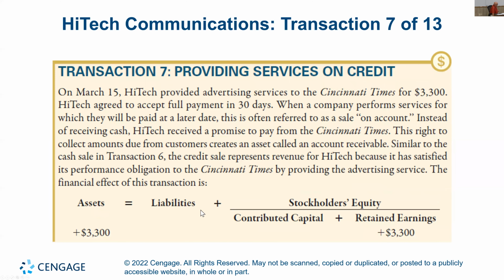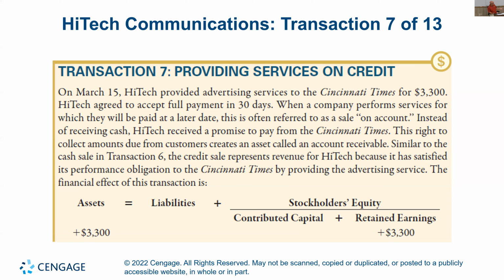The trick is transaction 7, we provided services on credit. Okay. So here it's kind of the same thing as before. We provided a service, the service is done. When we provide that service, the value that we receive or that we're owed, that becomes revenue. Revenue in that expanded accounting equation increases retained earnings, which is part of stockholders' equity. So our equity is increasing.